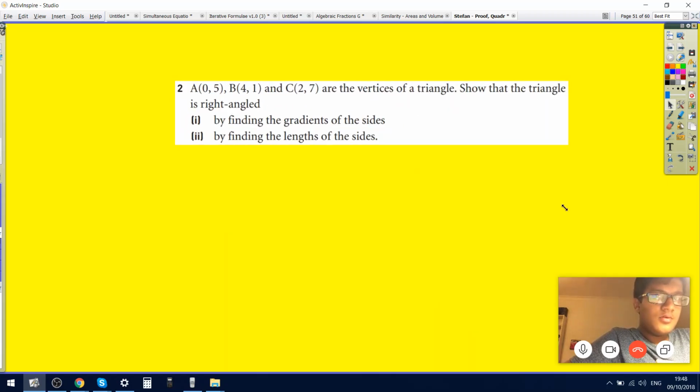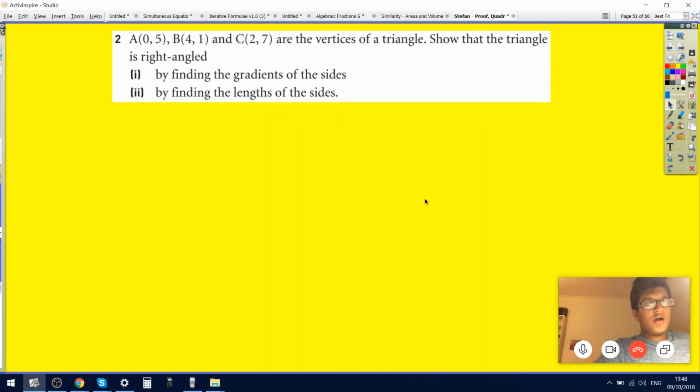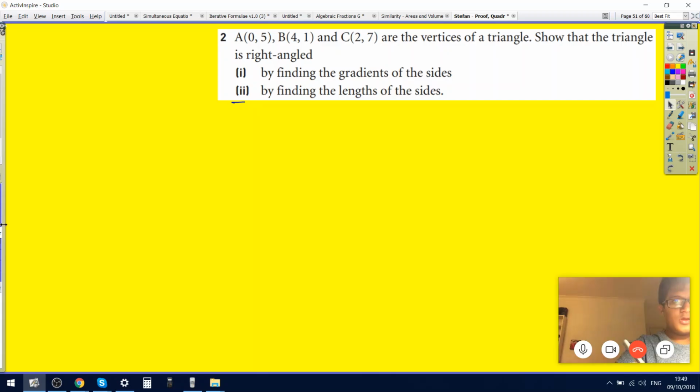These are vertices of a triangle. How would you show that it's right angled? You'd have to see that the change in x is perpendicular to the change in y. So you could find the gradient of all three lines, and two of them will be perpendicular. In part 2, they've said by finding the lengths of the sides, and that's how we did the one we just did. So let's find the gradients of the lines and use that method.